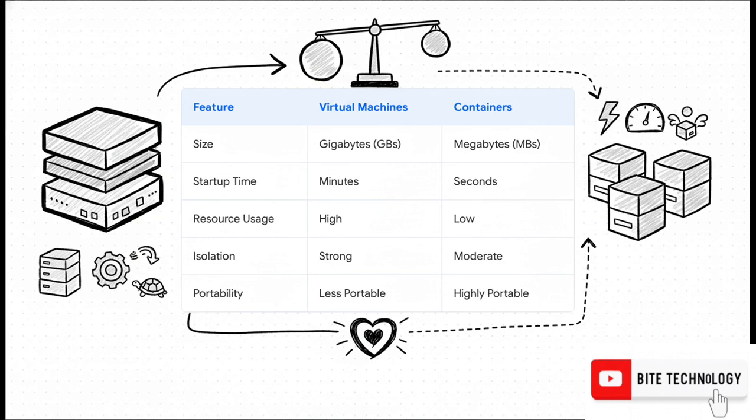Now, here's that trade-off we talked about: isolation. It's incredibly strong in VMs, like a house with thick brick walls. In containers, it's more moderate, kind of like apartments sharing a wall. And finally, portability. Containers are the clear winner here. They're so much easier to move between different computers and different clouds.